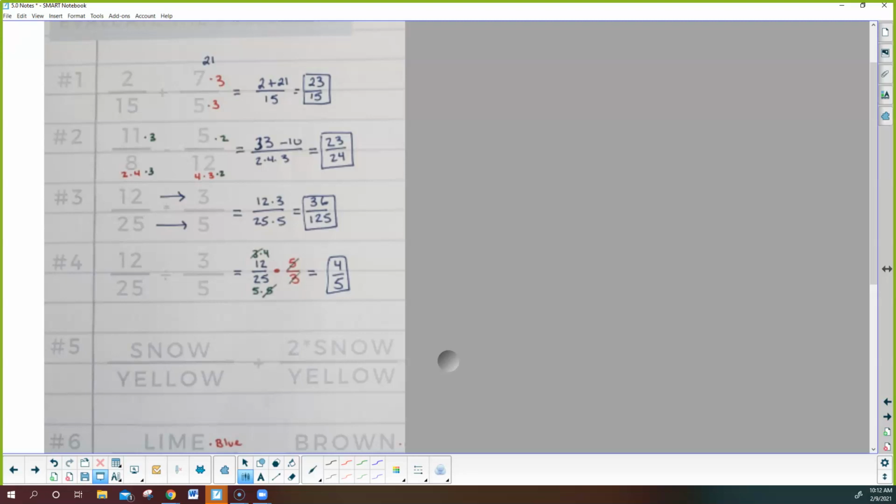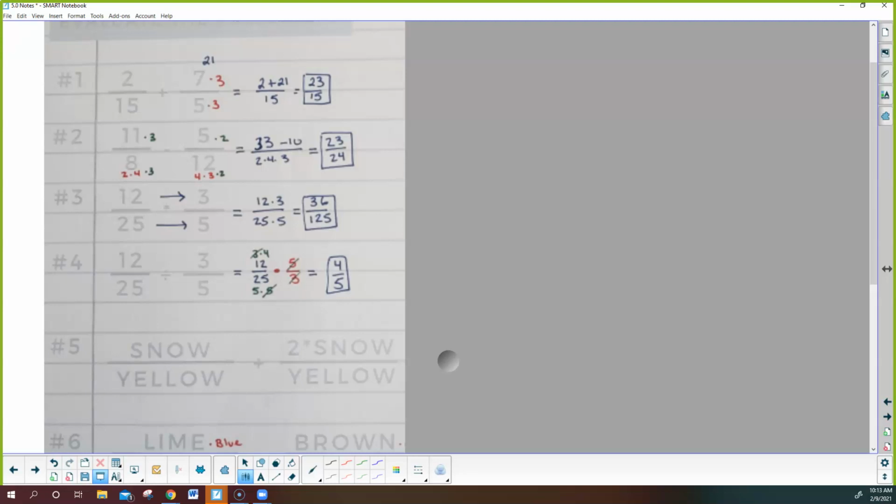So number 1, you should have got 23/15, and the common denominator was 15. Number 2, I don't know if you like the way that I did this, but I broke down 8 as 2 times 4, and I broke down 12 as 4 times 3. And then I realized that this just needs a factor of 3. This one needed a factor of 2, and that gave me my common denominator of 24. There's multiple ways to think about that and do that, but you should have got 23/24.